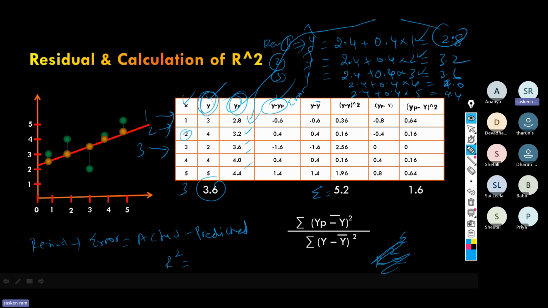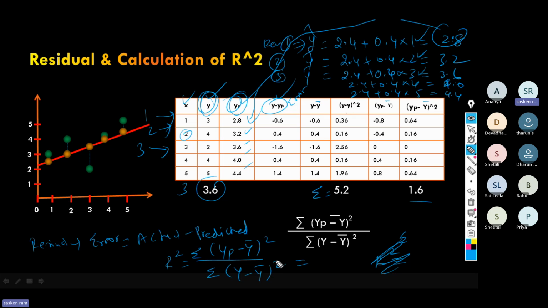Okay. So the formula for the R squared is the sum of (yp minus y bar) squared divided by the sum of (y minus y bar) squared. For that reason, I put everything here. y minus y bar is there, and y minus y bar whole squared is there. And then yp minus y bar, and yp minus y bar whole squared. Everything is available readily here.